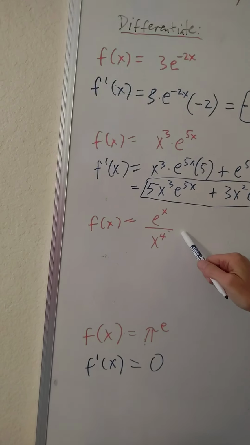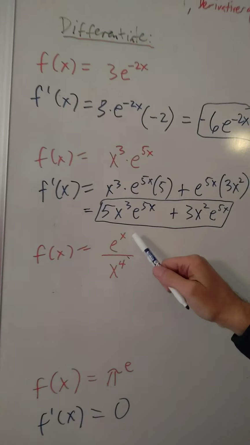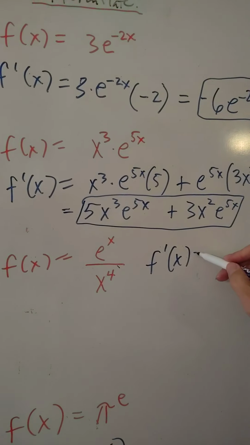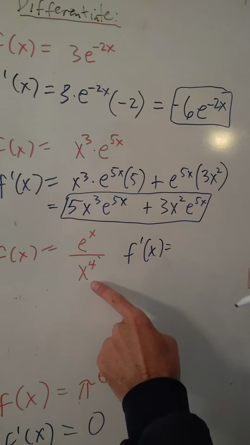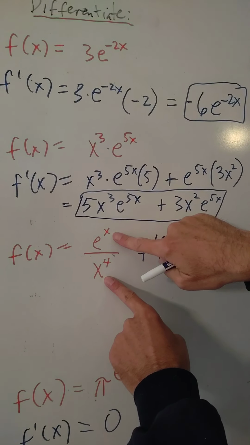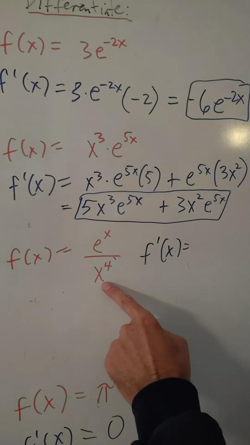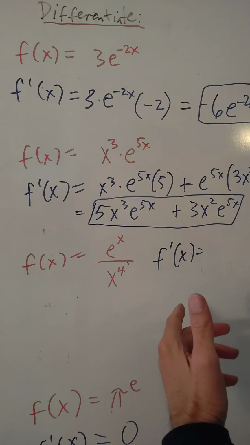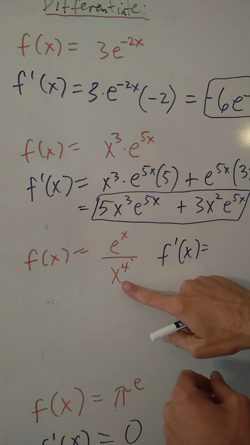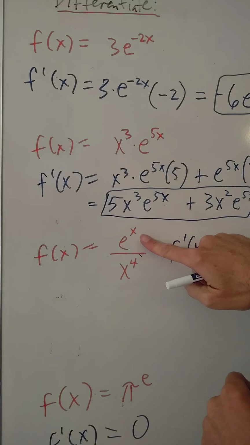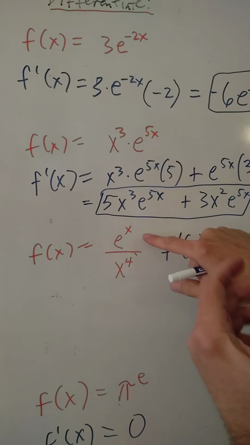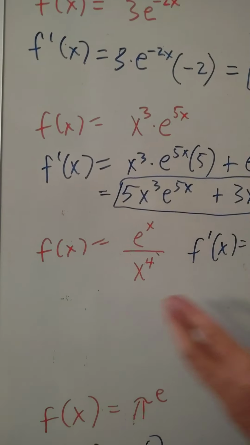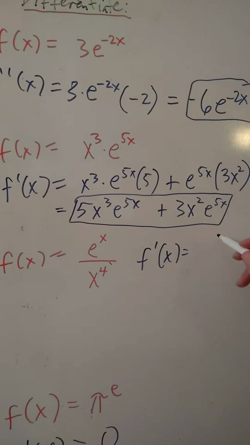Okay, and then my last problem. To find the derivative of this quotient, we're going to use the quotient rule. So f prime of x is equal to, and here's the quotient rule. It's low d high minus high d low all over low squared. That's the way I do it. In words, it's denominator times the derivative of the numerator minus the numerator times the derivative of the denominator all over the denominator squared. Don't forget that part.